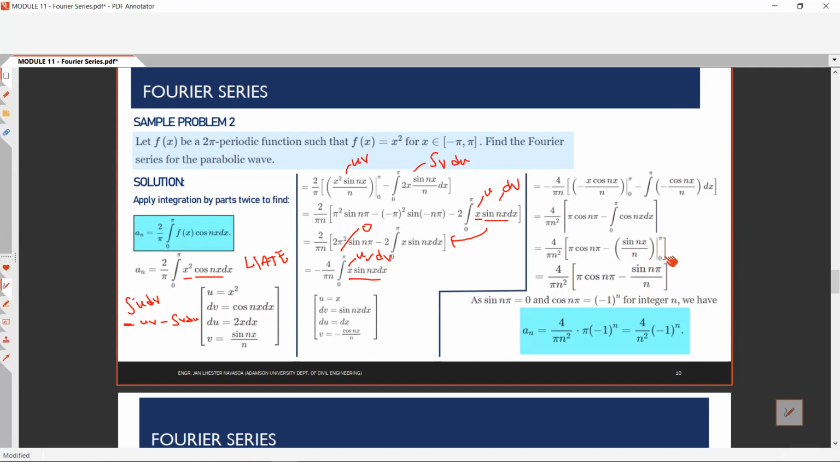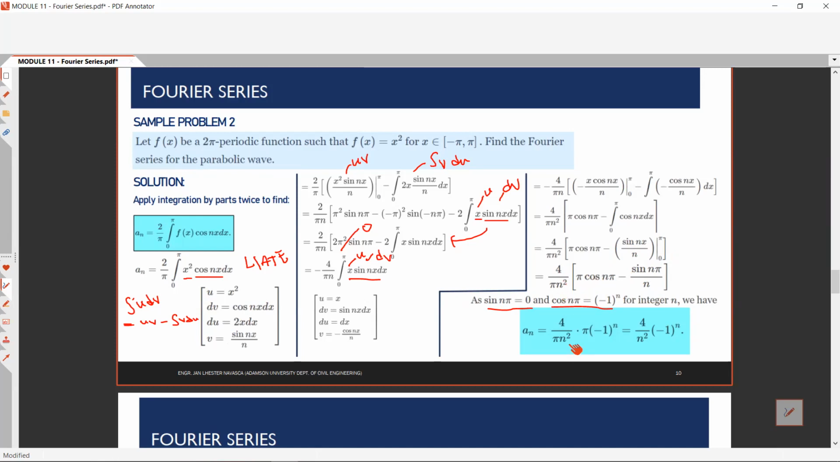The value at 0 disappears, because sine 0 is always 0, so sine 0 over n is 0. That leaves only the pi term, sine n pi over n. Sine n pi is equal to 0 and cosine n pi is equal to negative 1 raised to n. As I said, you should memorize this: sine n pi always gives you 0 and cosine n pi always gives you negative 1 raised to n, for integer n.